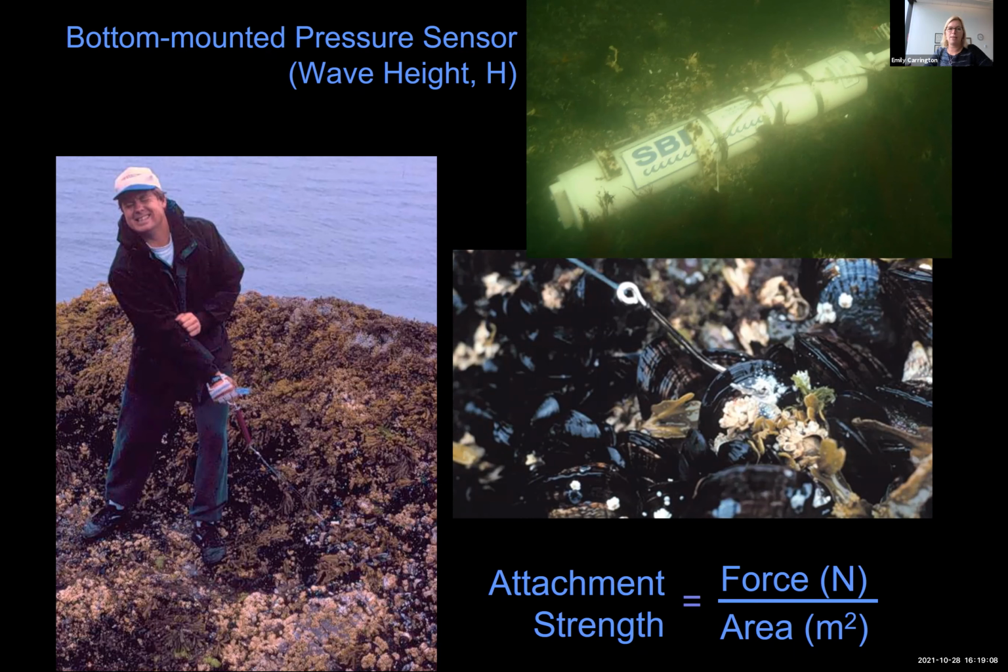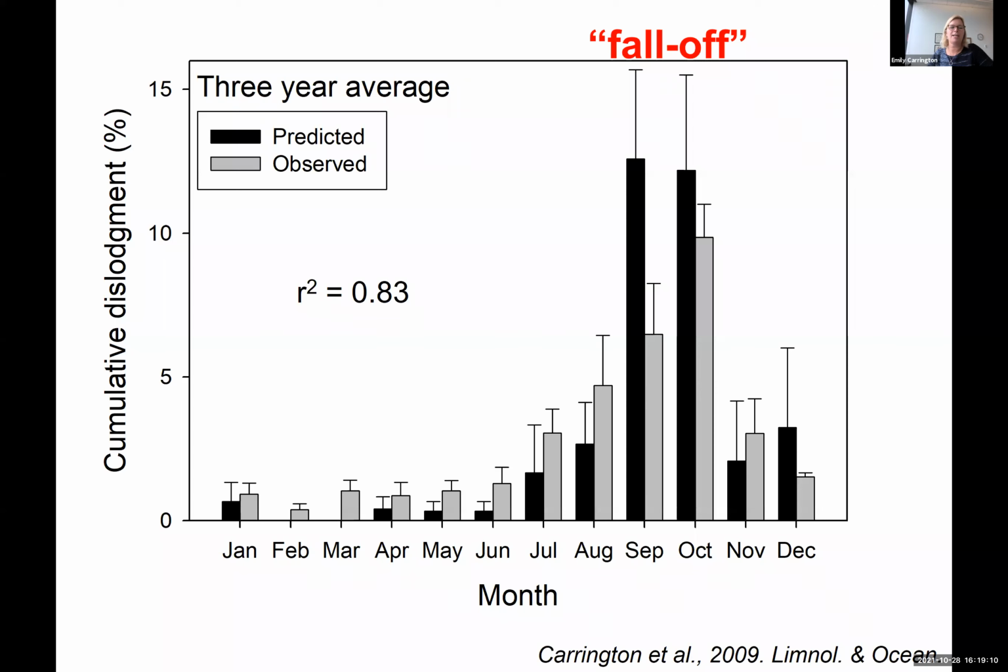So we did that in Rhode Island now for 3 years. And that's what these black lines are: a prediction of what fraction of the mussel population would be dislodged in a given month of the year. And so what the black lines predict is that it should be highest in September and October. And then the gray bars represent what I actually observed.